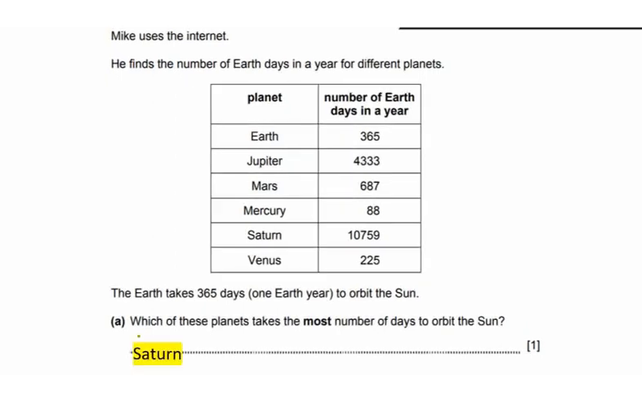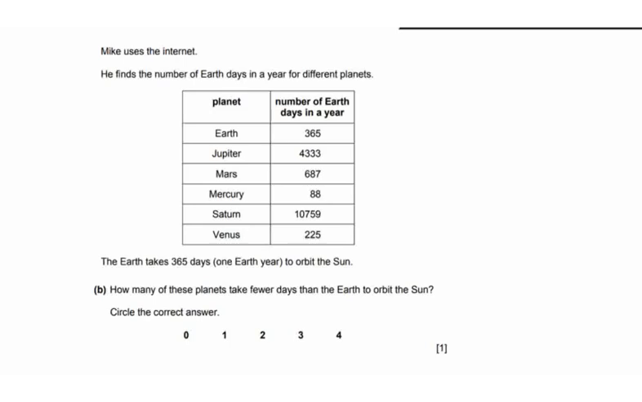The answer is Saturn. As we see, it has the highest number. Let's move to the next question. Question B. How many of these planets take fewer days than the Earth to orbit the Sun? Circle the correct answer. Is it 0, 1, 2, 3, or 4? It will be 10 seconds from now.